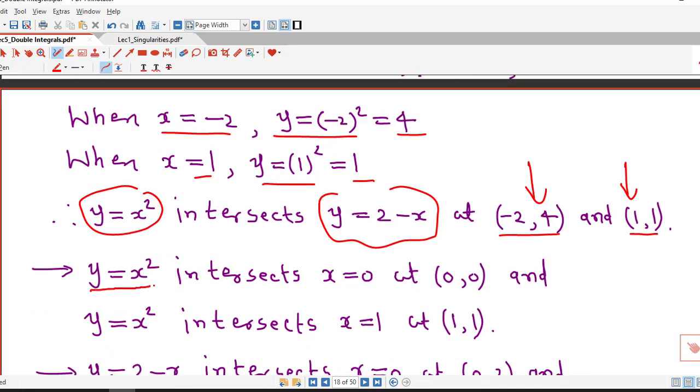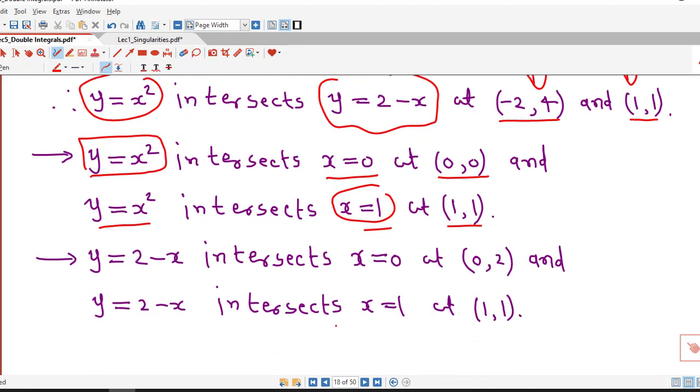Similarly, if we want to find the intersecting points of y equal to x square with x equal to 0 and x equal to 1, we put x equal to 0, so we have this intersecting point, and if we put x equal to 1, we have 1, 1 as the intersecting point of y equal to x square and x equal to 1. Similarly, we can find the intersecting points of y equal to 2 minus x and x equal to 0. When x is 0, we have y equal to 2, and when x is 1, we have y equal to 2 minus 1, that is 1, 1. So all these are the intersecting points.